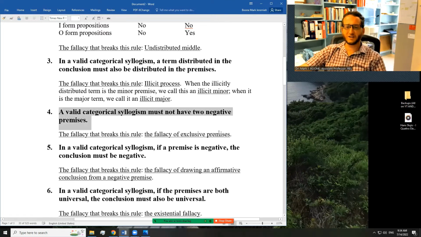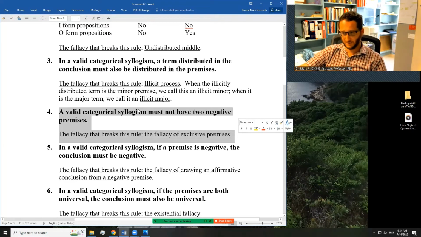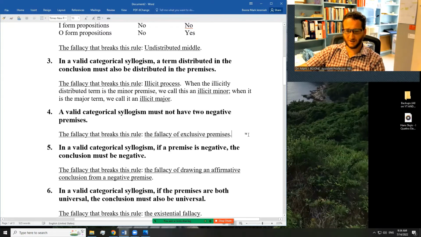Rule number 4: a valid categorical syllogism must not have 2 negative premises. The fallacy that breaks this rule is called the fallacy of exclusive premises. I don't know that I have any further commentary to explain this one. It's just one of the rules, and if I know the explanation, I can't find it in my head right now. A valid categorical syllogism does not have 2 negative premises.